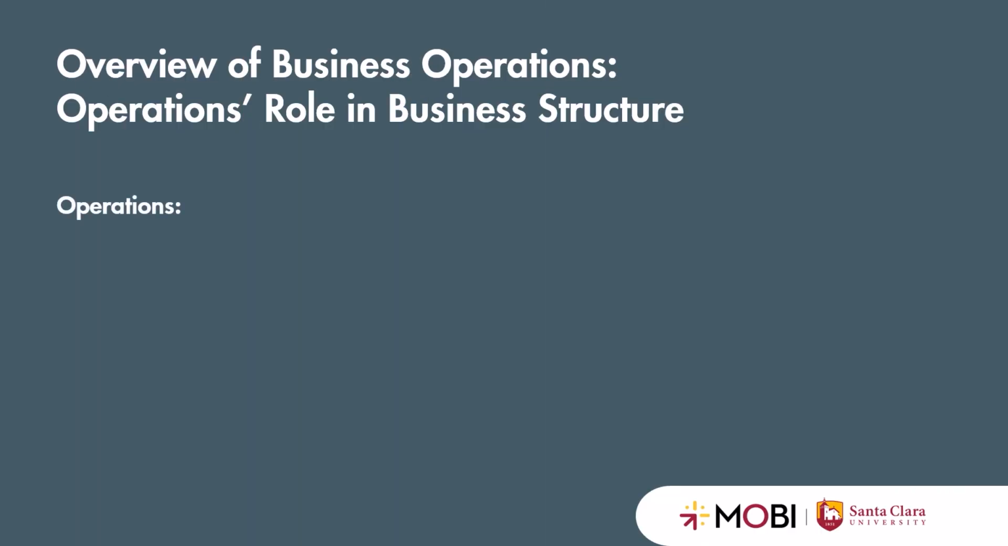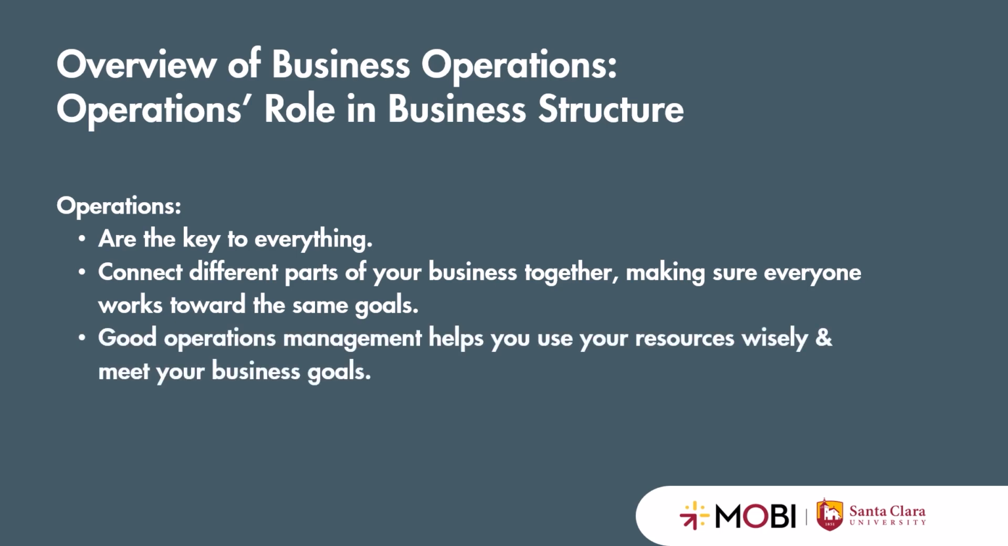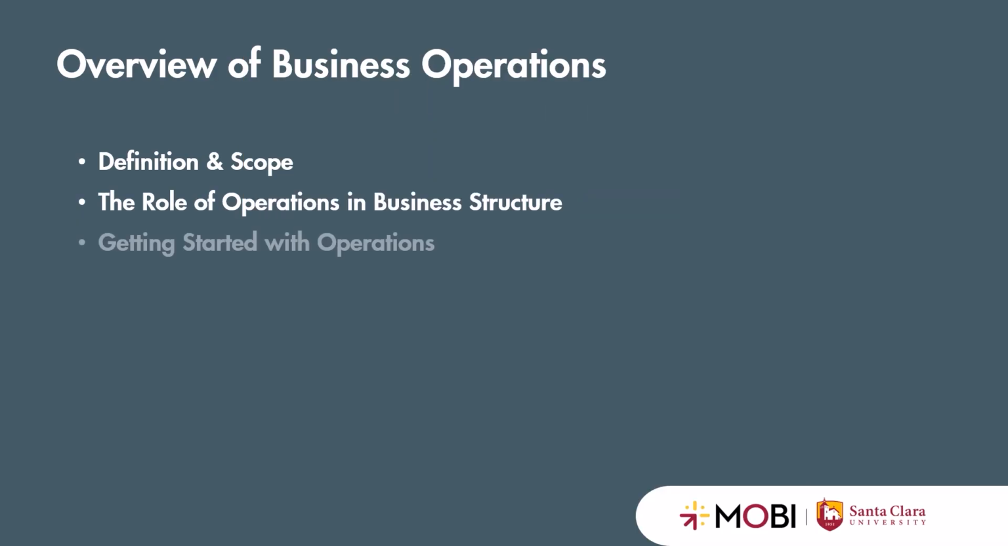Next, we will explore the role of operations in a business structure. In a small business, operations are key to everything. They connect different parts of your business together, making sure everyone works toward the same goals. Good operations management helps you use your resources wisely and meet your business goals. Lastly, we'll cover getting started with operations.